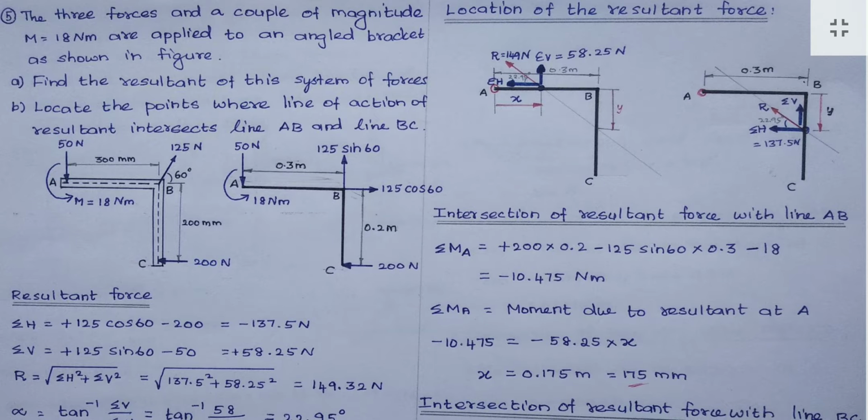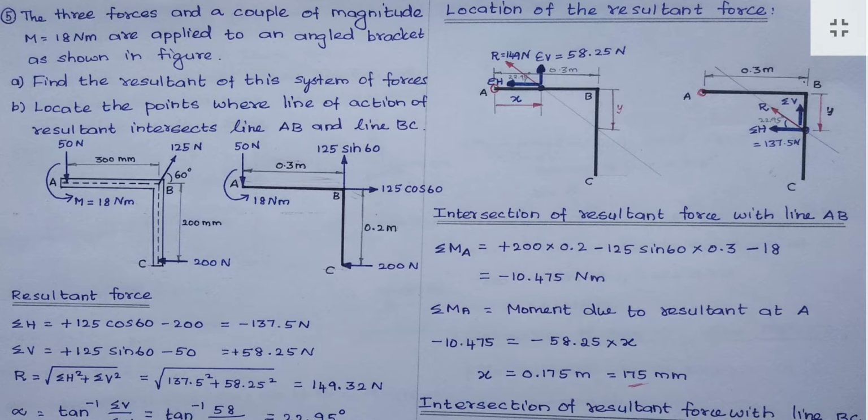Here there is a 50 Newton force, a 125 Newton force, this 200 Newton force, and one couple of magnitude 80 Newton meter, an anti-clockwise couple, acting at the point A. So the value of the couple is 18 Newton meter. This is given in the question.